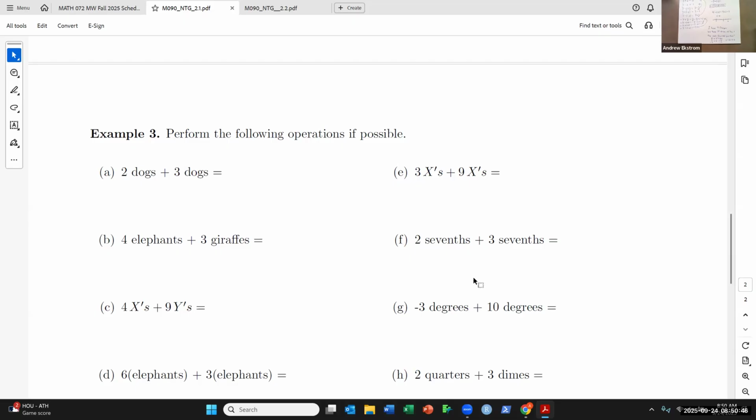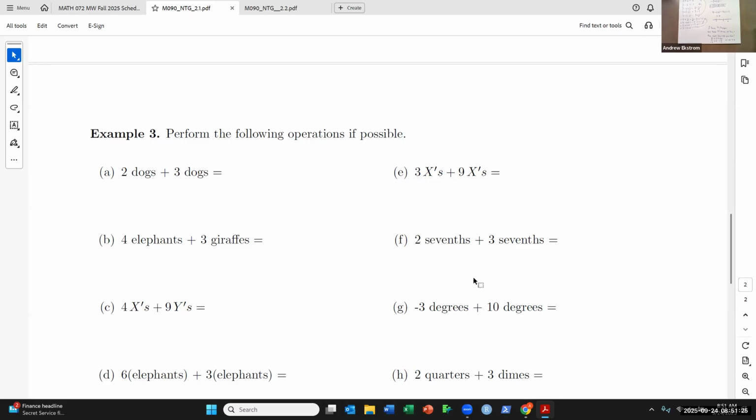But if you look at B, it says 4 elephants plus 3 giraffes. If you talk about animals, I could say we have 7 animals because 4 plus 3 is 7. But if I have to specify elephants and giraffes and everything else, then there's nothing I can do there, okay? So we have to look at what type of question is being asked, how they are asking it, and then go from there.